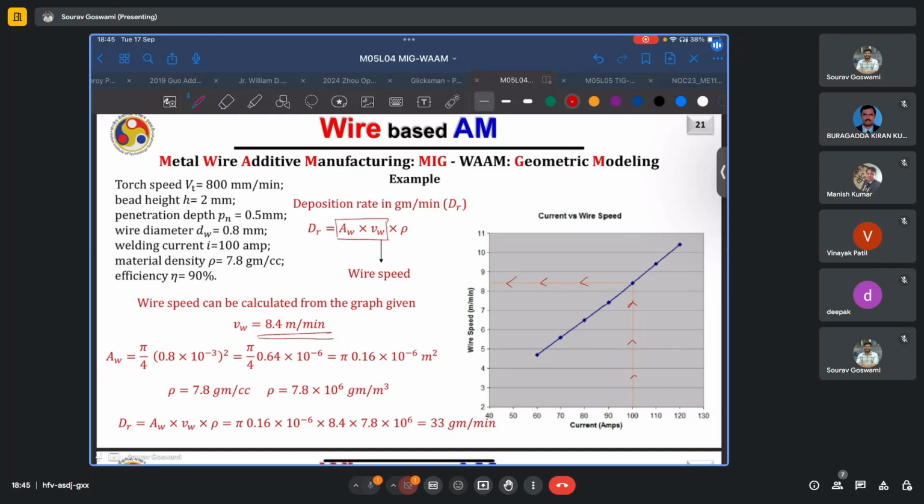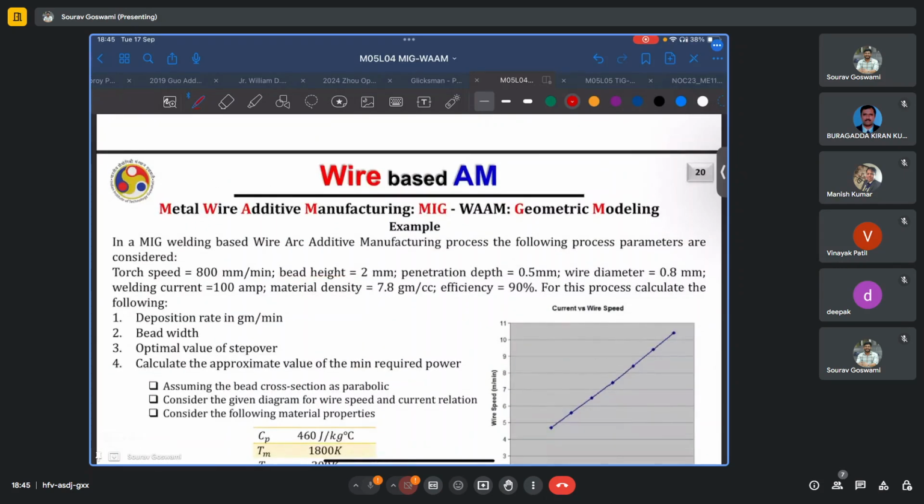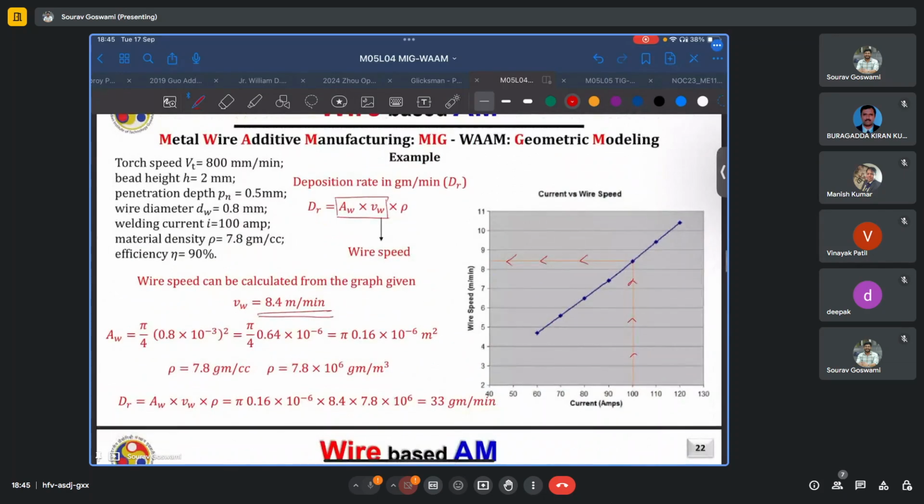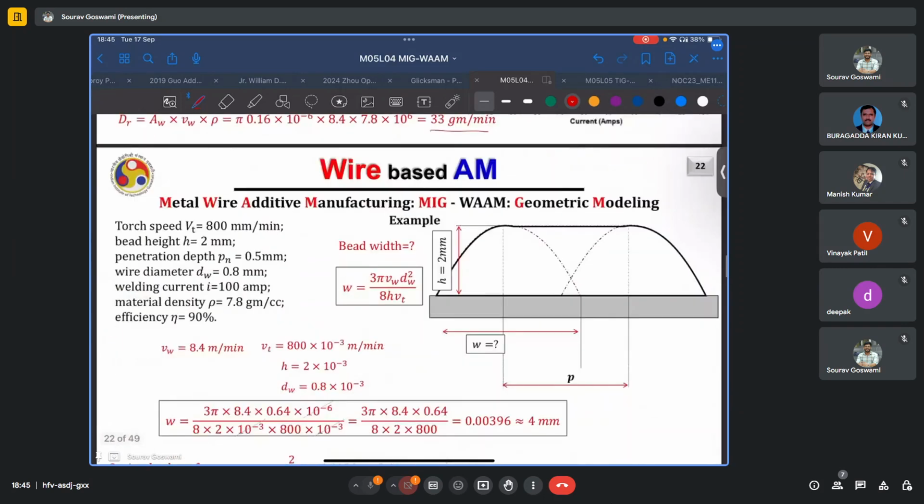Now the area of the cross section is simply pi by 4 d square, where wire dia is 0.8. So this is the amount of material which is flowing out. It comes out to be 0.16 into 10 power minus 6 times pi meter square. Rho is given to us. Thus, we know the amount of deposition rate in gram per minute, which comes out to be around 33 grams per minute.